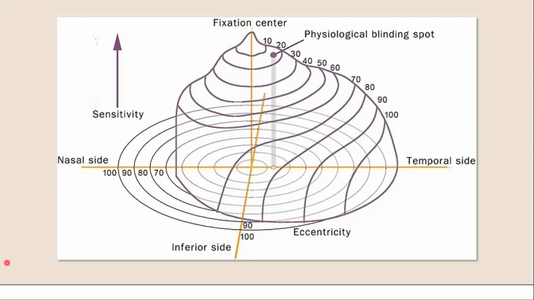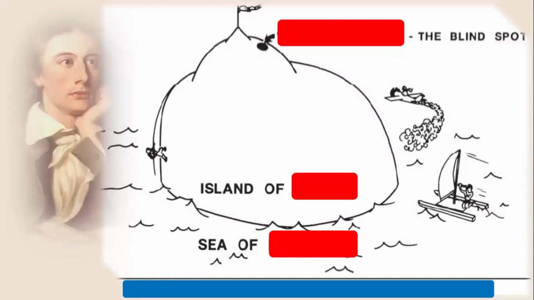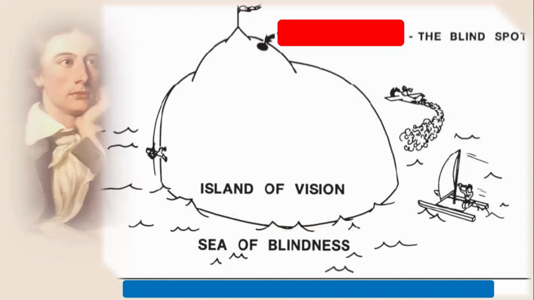And so this is actually, we have a scientist called Traquair who defines the visual field. There's a very famous description, a kind of poetic description of the visual field. He described the visual field as an island of vision, surrounded by the sea of darkness or blindness.